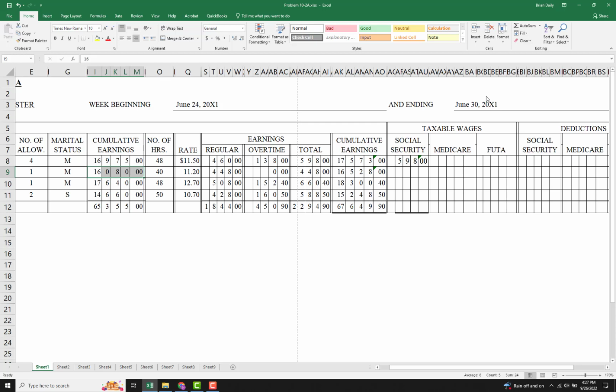They didn't really apply in this problem because everybody was below that limitation, even including the current pay period's wages. So I've copied all of the employees' gross wages for the week over here to the taxable wages under Social Security because none had exceeded that limit, and then I'm going to also total that column.